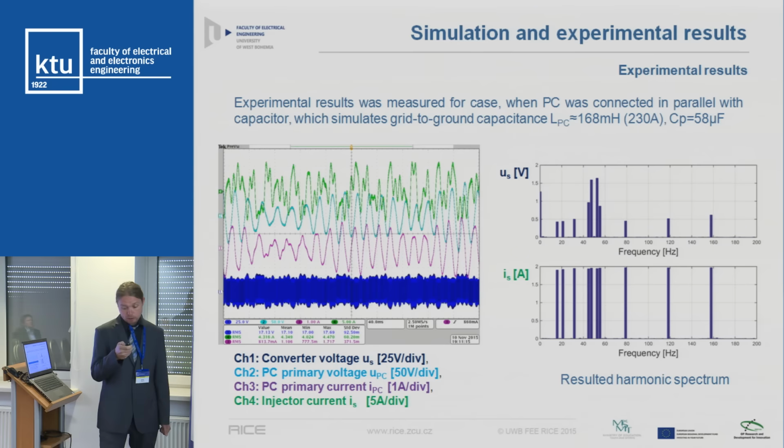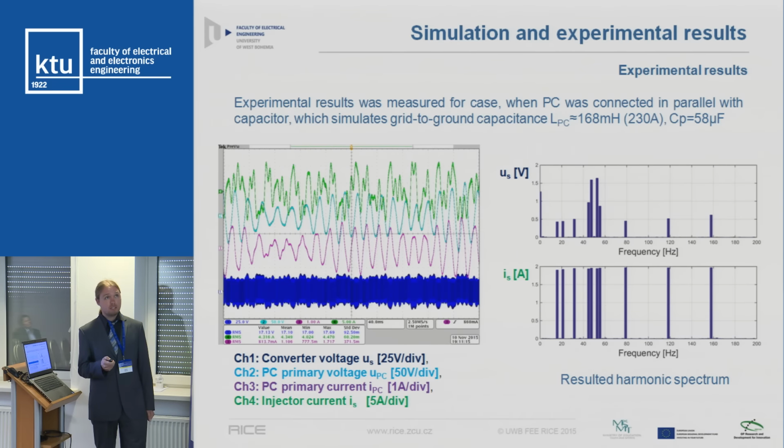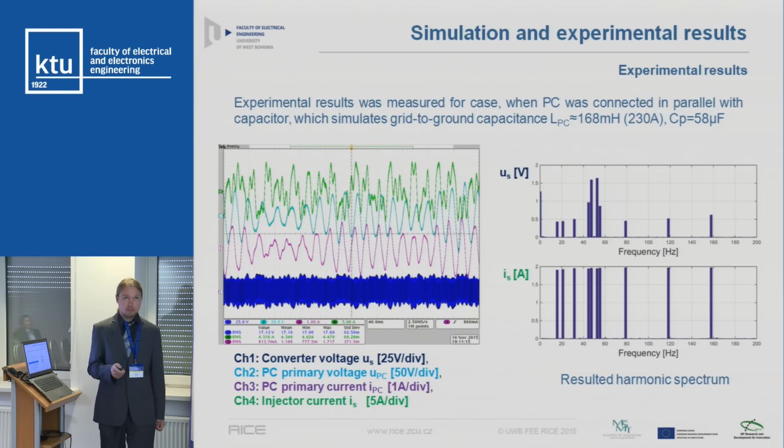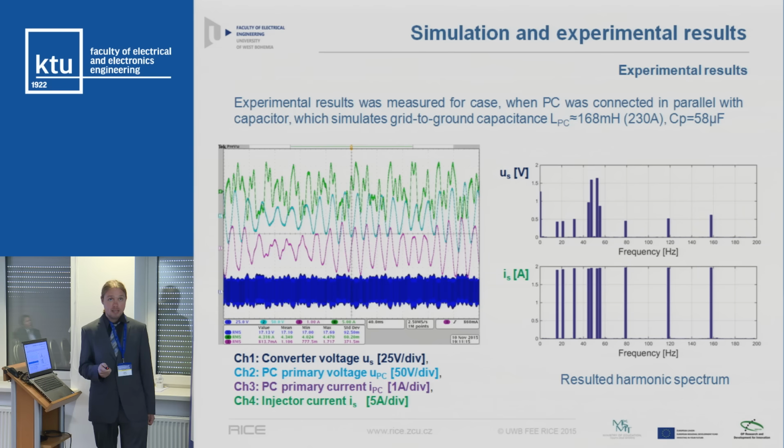We also have some experimental results, which were measured on a Petersen coil connected in parallel with a capacitor. The Petersen coil was tuned to 168 millihenries, which corresponds to 230 amperes, and the parallel capacitor, which emulates the grid-to-ground capacitance, was 58 microfarads. Here you can see some results: this is how the converter voltage looks like, the blue one. The Petersen coil primary voltage is shown here, the Petersen coil primary current is the pink one, and the injector current is the green one.